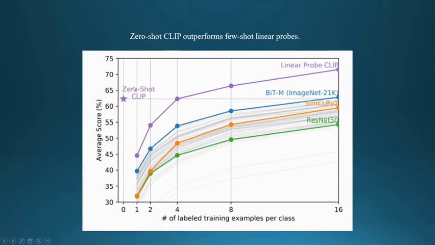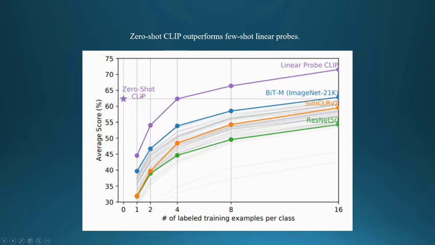Here the zero shot is better than the three popular models we have, although they had training. For example, here they had 16 training examples per class, but the zero shot was better than them.